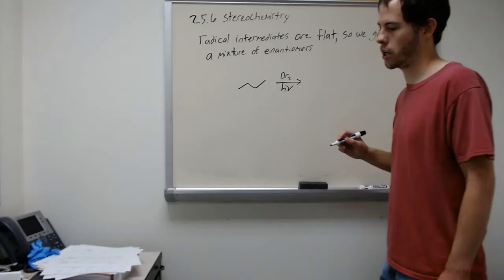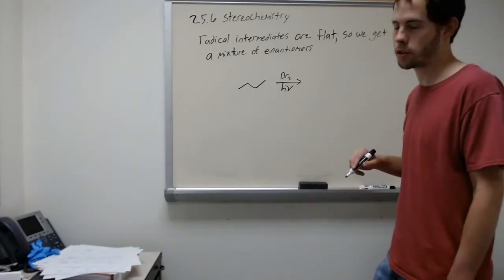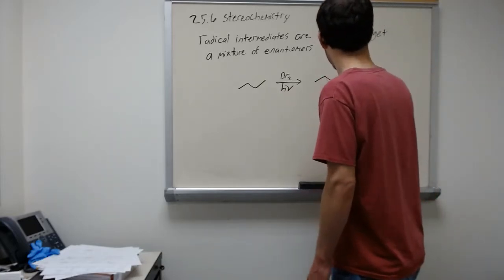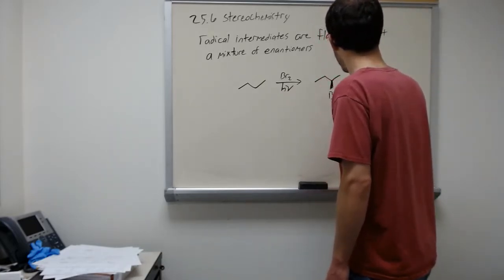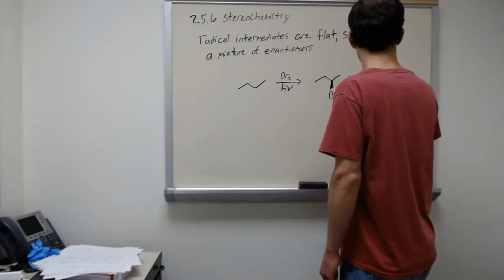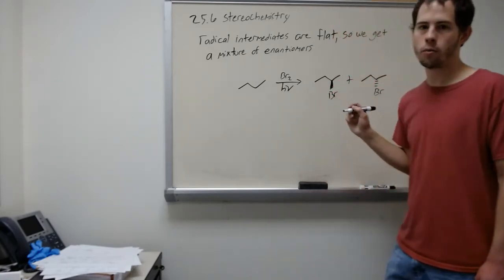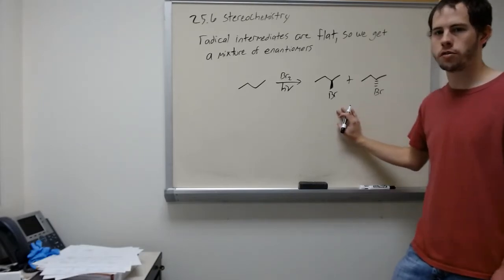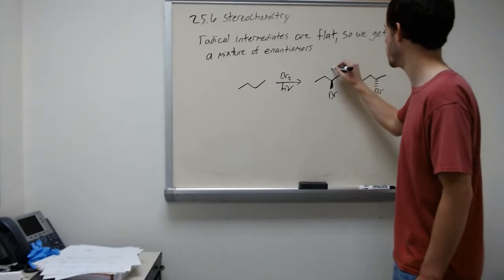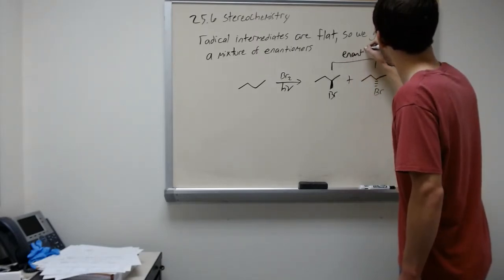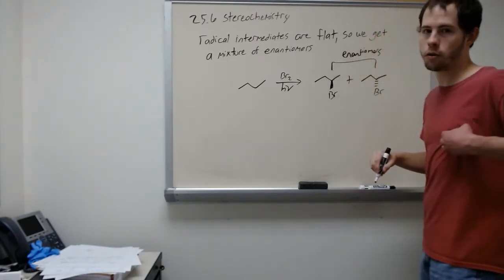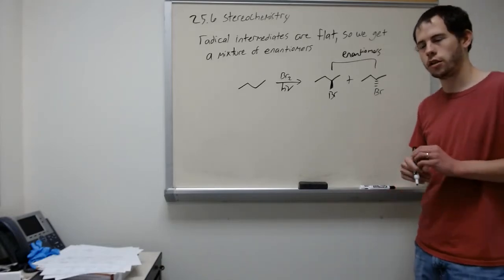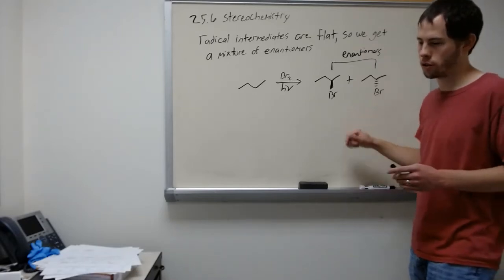Then we're going to get addition of the bromine to the more substituted carbon because we generate the radical there. And we're going to end up with these two compounds. Remember, if we change all stereocenters that are present, these are enantiomers to each other. And if we make a 50-50 mixture of enantiomers, we call that a racemic mixture. And so we get a racemic mixture in this case.